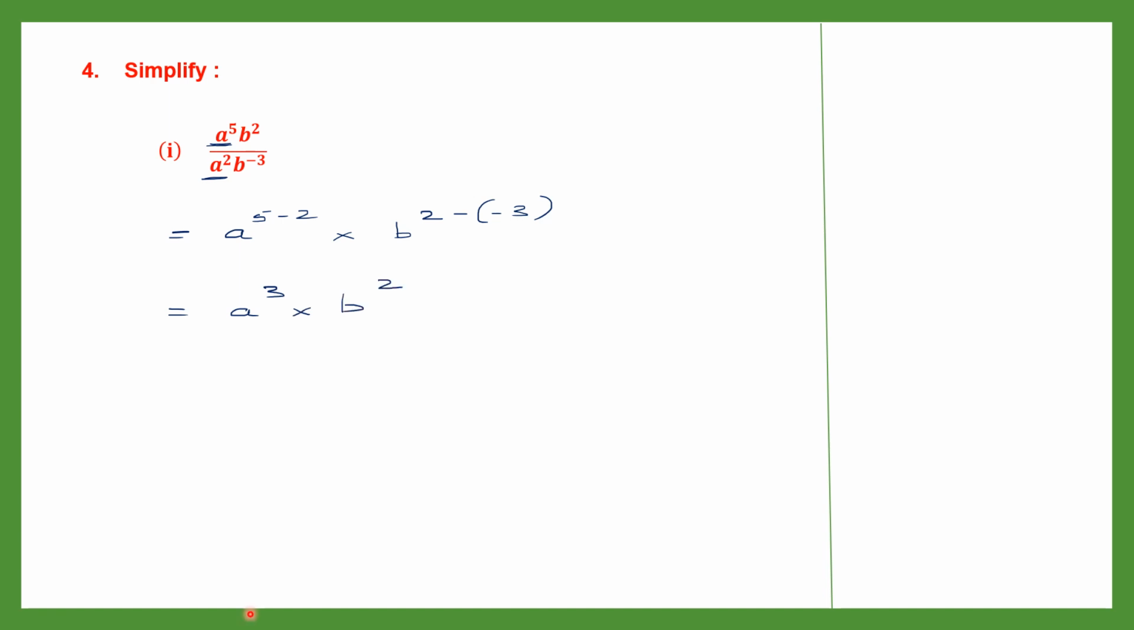Now when you see minus before a bracket, change the sign of this. So this becomes plus 3. So now we have a to the power of 3 into b to the power of 5, or we can write it as a cubed b to the power of 5. So this is our answer.